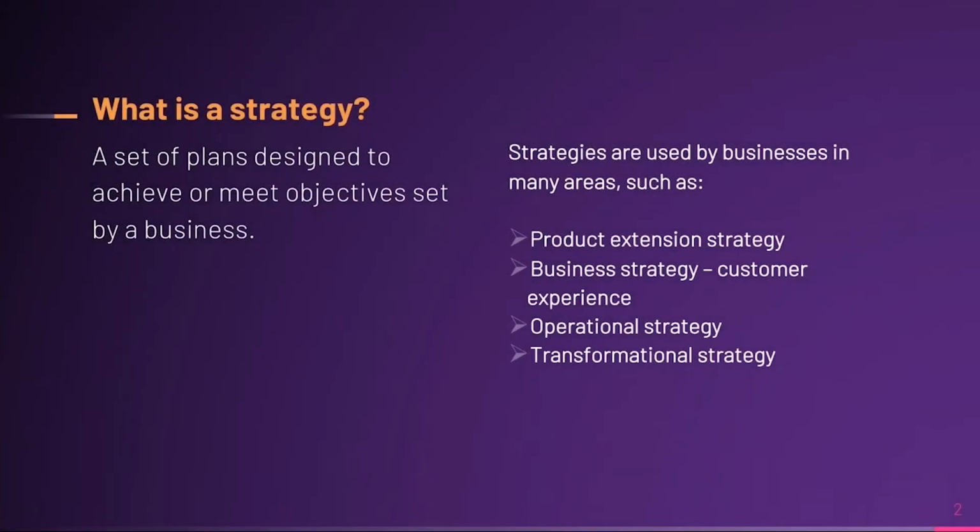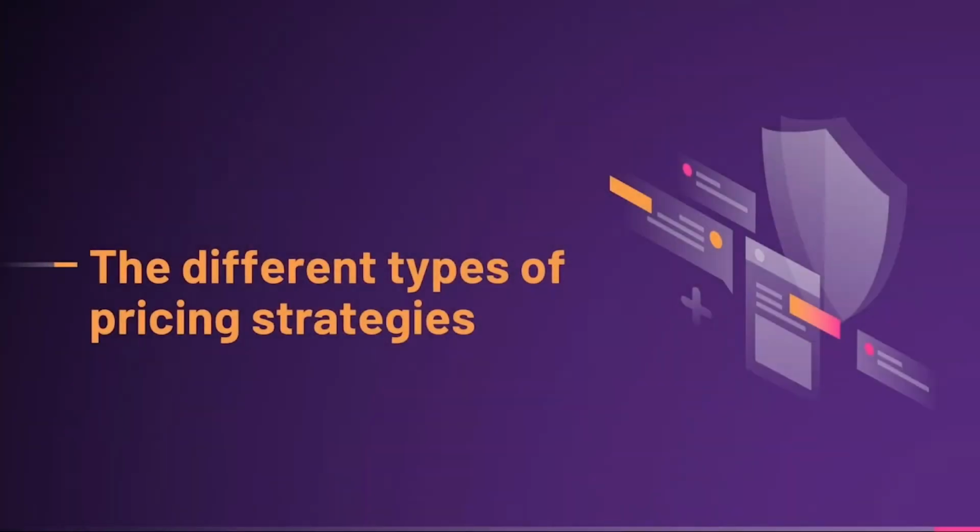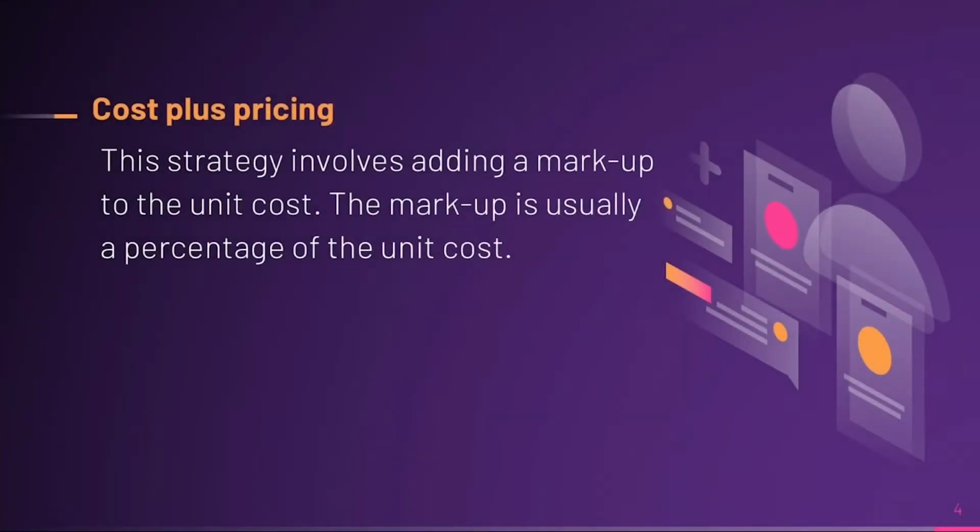First of all, let's start off with what is a strategy. A strategy is a set of plans that are designed to meet or achieve objectives set by a business. Strategies are used by businesses in many areas, including product extension, customer experience, operation, and transformation. Now we're going to be looking at the different types of pricing strategies, starting with cost plus pricing.